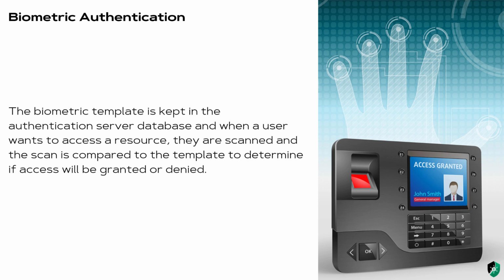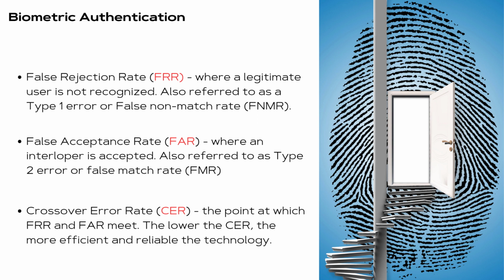be granted or denied. Now, you do have several kinds of scenarios that you need to be aware of when it comes to biometric authentication. The first one here would be the false rejection rate, the FRR. This is where a legitimate user is not recognized. It's also referred to as a type 1 error or a false non-match rate, FNMR.